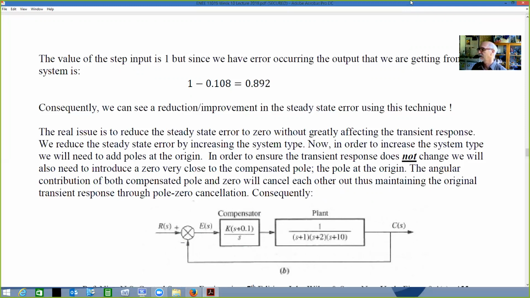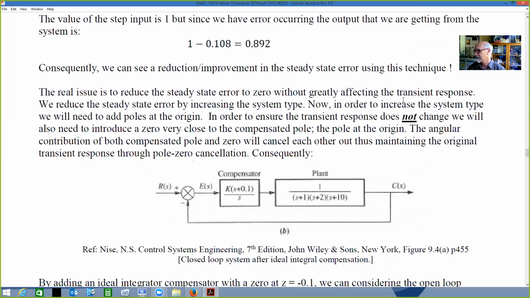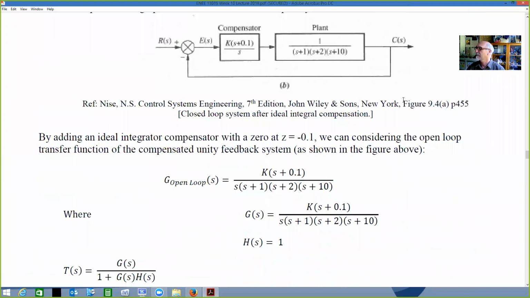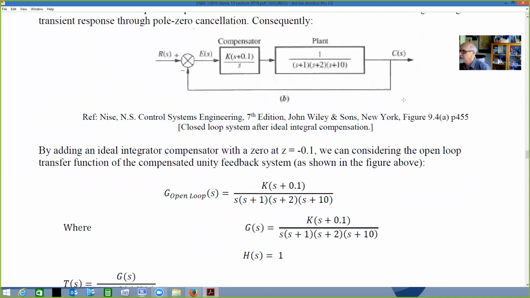So we get that zero-pole cancellation occurring. The angular contribution of both the compensated pole and the 0 will cancel each other out, thus maintaining the original transient response through pole-zero cancellation. Okay, so going back, here's our compensator, now our compensated system. So by adding that ideal integral compensator with a 0 at s equals negative 0.1, we can consider the open loop function such that we can go through and plug that in.